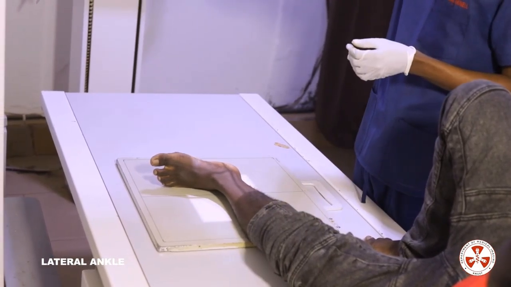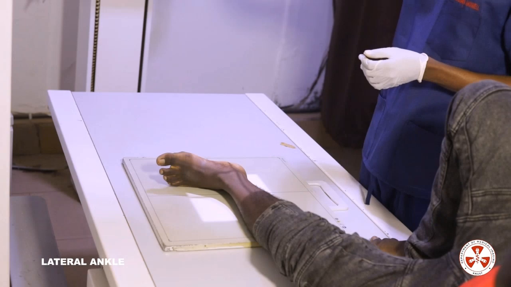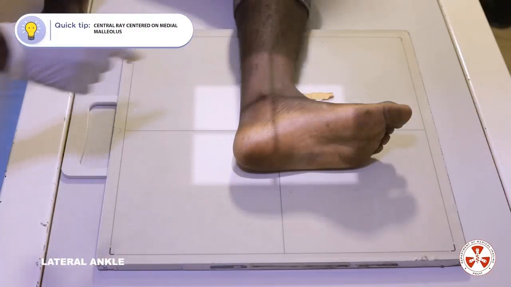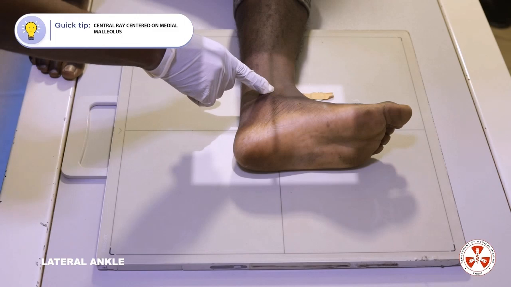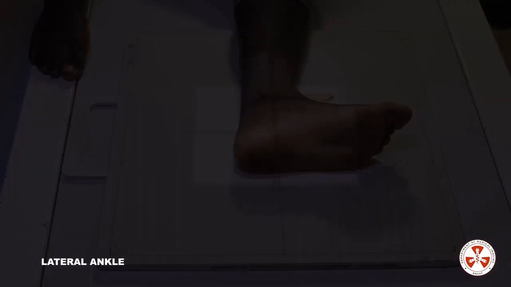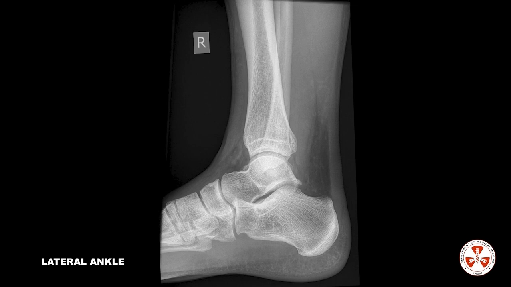Center directly over the medial malleolus and collimate to include the distal tibia and fibula and the base of the fifth metatarsal. A diagnostic lateral must demonstrate the distal fibula superimposing the posterior half of the tibia, an open tibiotalar joint, and include the base of the fifth metatarsal.